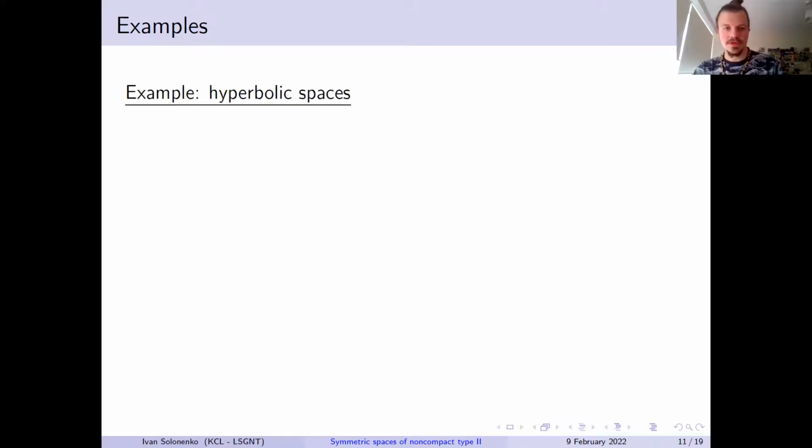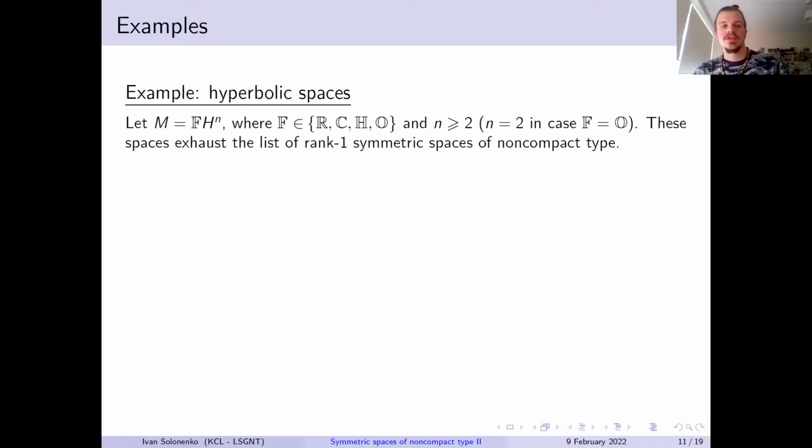Okay. So first of all, hyperbolic spaces. So you take F to be either the reals, complex numbers, quaternions, or the octonions, and you consider the hyperbolic space of dimension n over F. Here I require n to be at least 2, and in the case of octonions, n is precisely 2 because there is the Cayley hyperbolic plane, but there does not exist the Cayley hyperbolic space of dimension 3 or larger. So these spaces exhaust the list of rank 1 symmetric spaces of non-compact type. This is a standard fact.